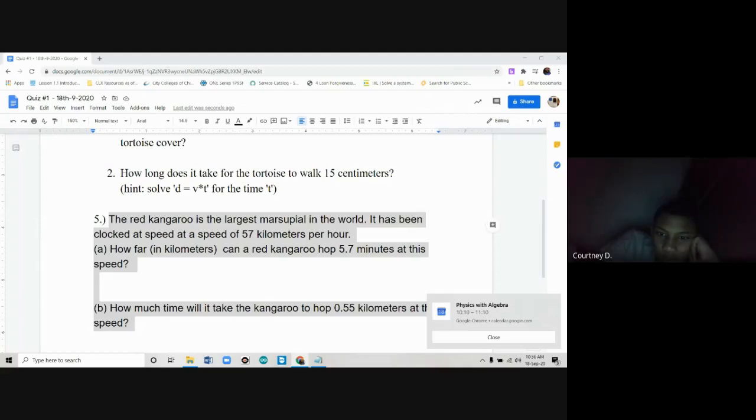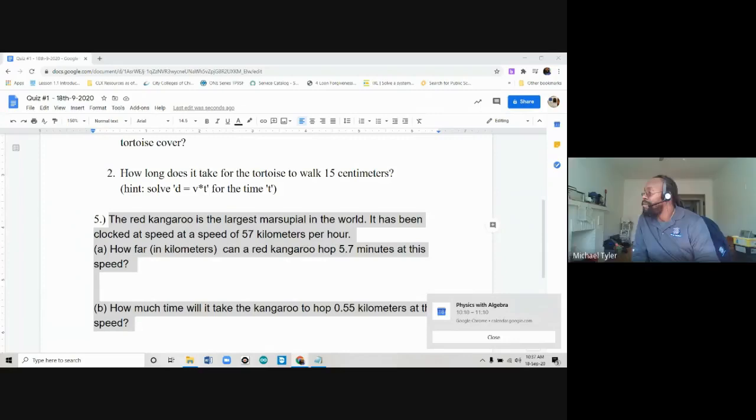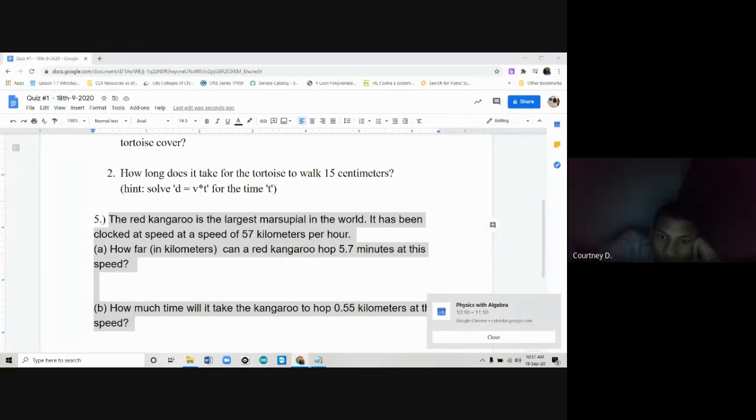The red kangaroo is the largest marsupial in the world. It has been clocked at a speed of 57 kilometers per hour. Sorry, that's a typo. Keep going.